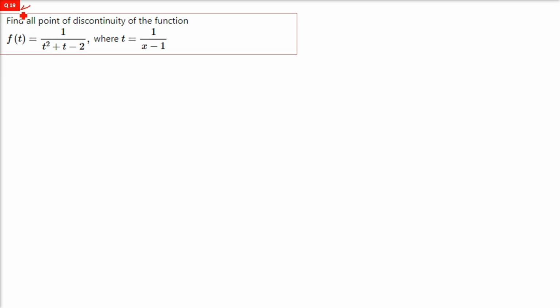Now this question: find all points of discontinuity of the function. So this f(t) is already given and t is also given. What are you going to replace in t? T, of course, 1 by x minus 1. So this is the function. f(t) is 1 by t square plus t minus 2.